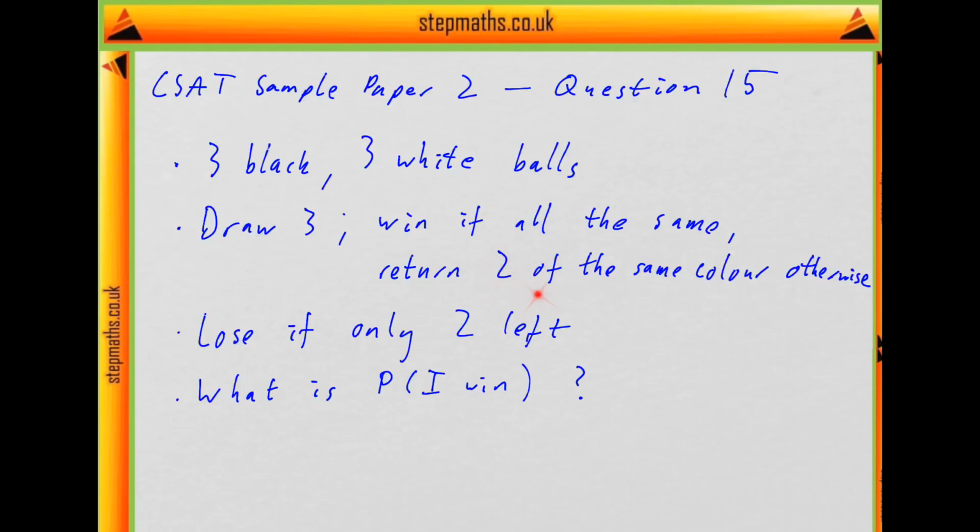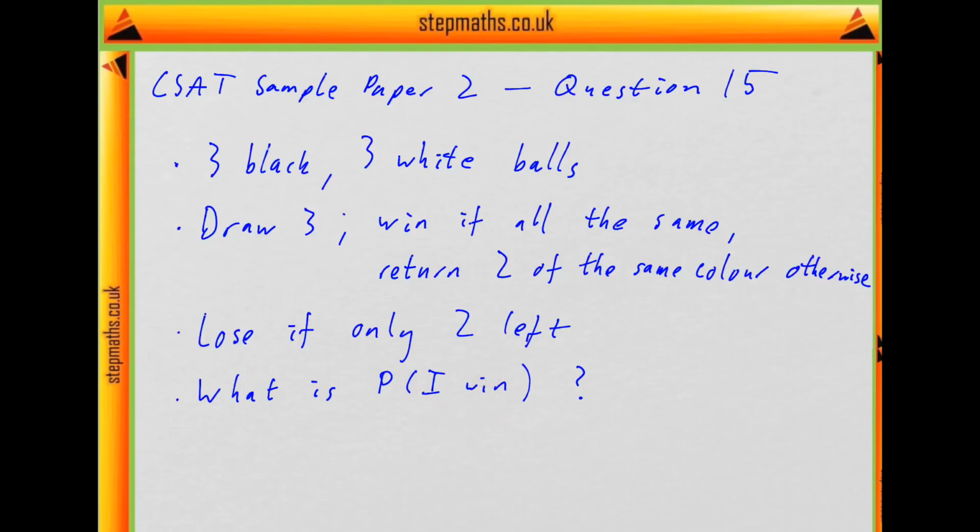So I put back the 2 that were of the same colour, and then I just reject the one that's of a different colour. So then there's only 5 balls left. And I keep repeating this process, and I lose the game if there's only 2 balls left in the bag, but I win as soon as I get 3 balls that are the same colour. And we ask for what is the probability that I win the game.